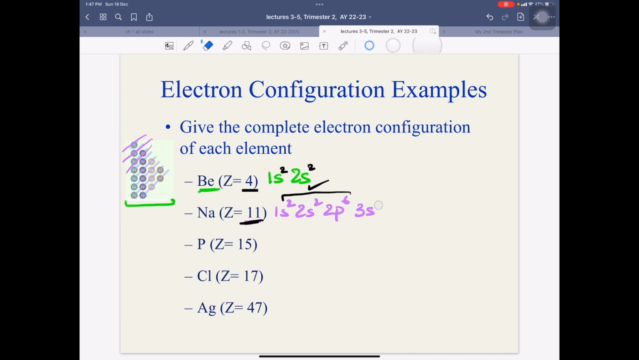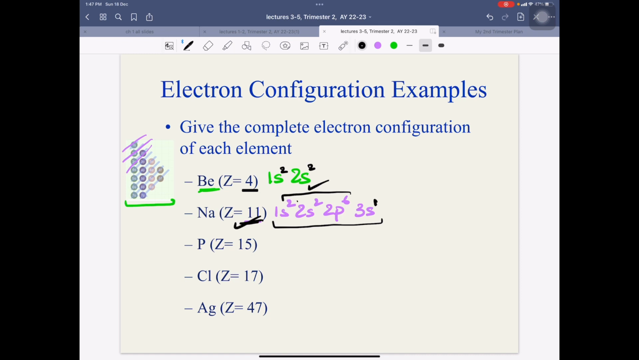So it's not a must to put the number that the orbital can fill. No, I put the number that I need to reach my atomic number, 11. Look at our electron configuration: 6, 7, 8, 9, 10, 11. We fulfilled sodium's electron configuration. Good? Good. Let's do another one.